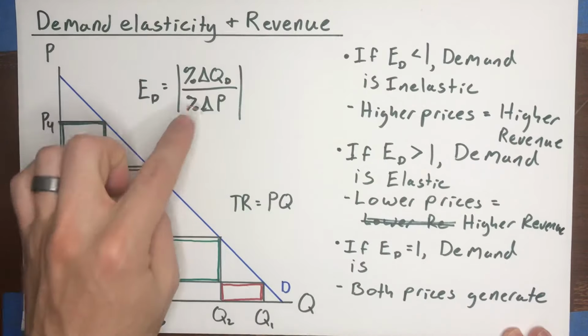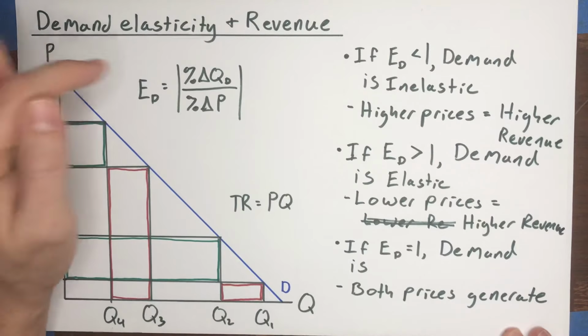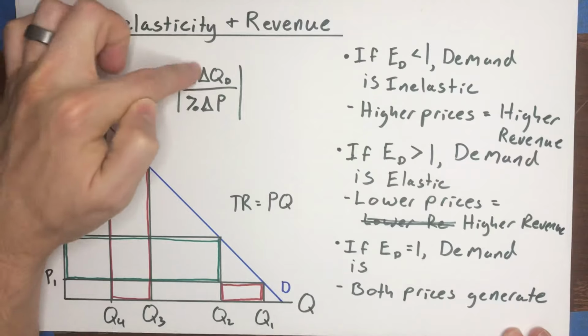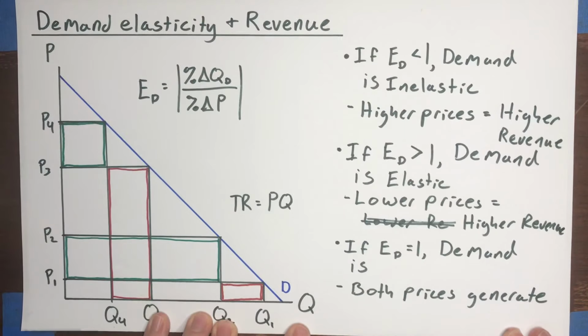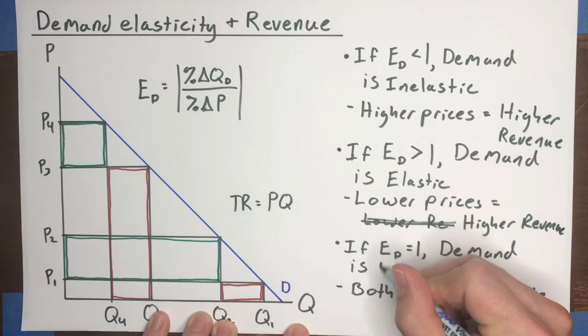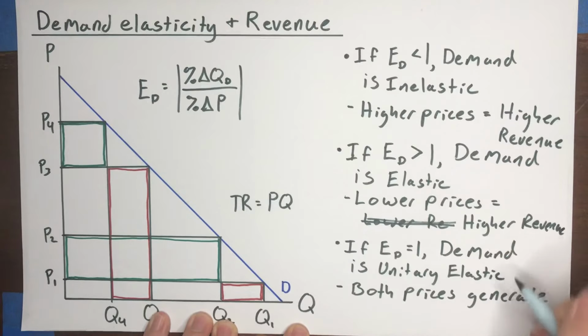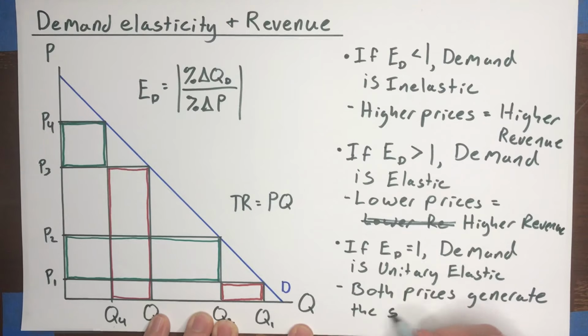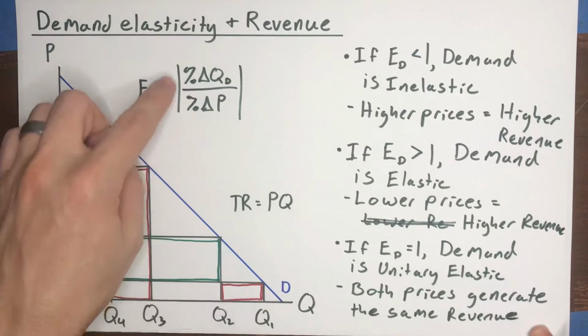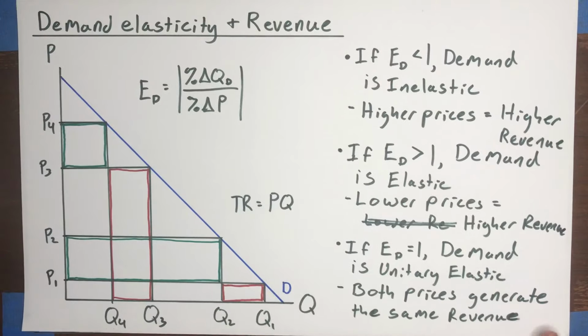Okay? What if elasticity of demand is exactly equal to 1? Well, that would tell you that prices and quantities are changing at exactly the same rate. And if that's true, we say that demand is unitary elastic. Okay? And in that case, both prices generate the same revenue. If elasticity of demand is equal to 1 and it's unitary elastic between those 2 points, doesn't matter which point you choose, which price quantity combination, you're going to earn exactly the same revenue.